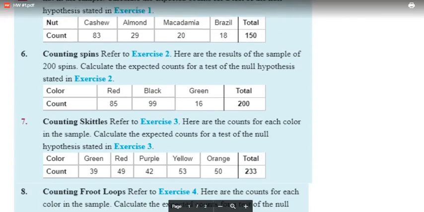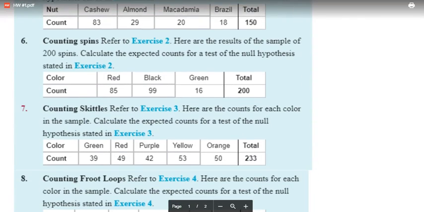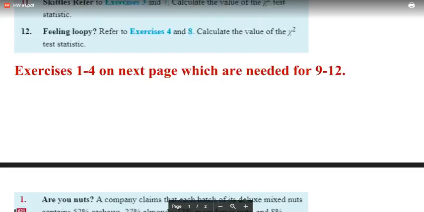All right, 6. Here are the results of the sample of 200 spins. Calculate the expected counts for a test of the null hypothesis in exercise 2. So we've got to go look at number 2.